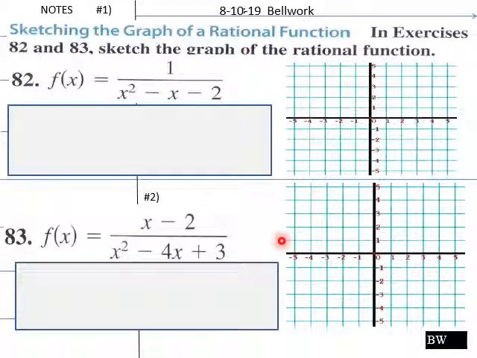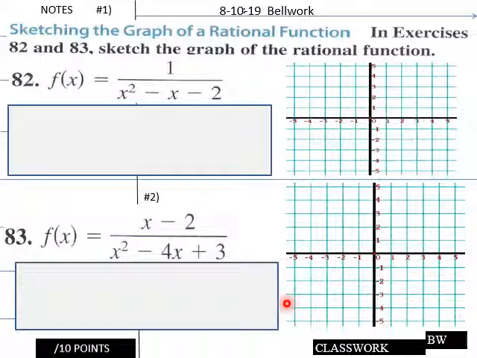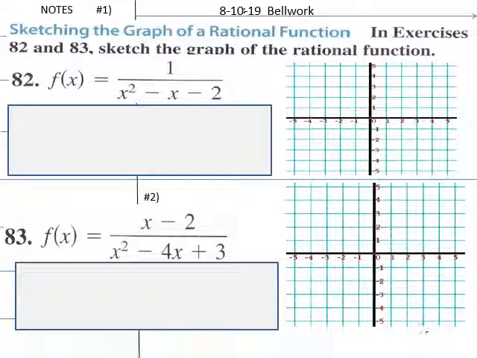And today's bell work, students, here's today's bell work. Sketch the graph of these rational functions here, students. So sketch the graph over here on these grids. Do any work that you need to do over here. And I'll give you 6 minutes. Pause the video for 6.